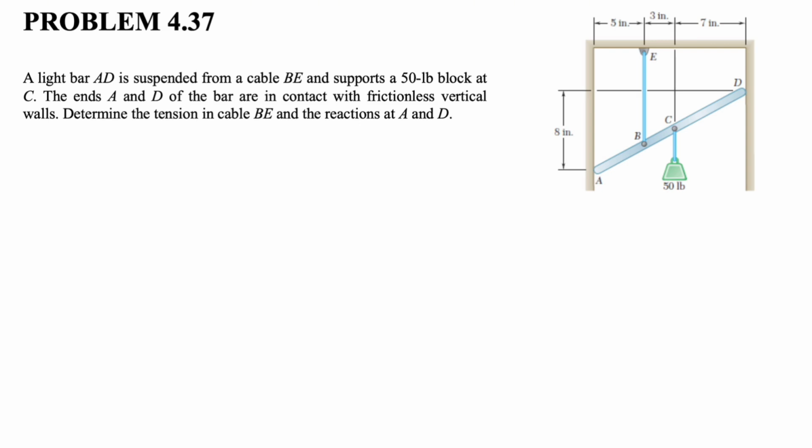So we have this bar AD that has a 50-pound block at point C. So we have 50 pounds in here. We have two reactions at A and D, and since it's a frictionless surface, the only force that we have is the normal force, which for point A will be in this direction, and for point D we'll have this. And in here we have the tension in the cable, let's call it T, and that's pretty much all the forces that we have for the free body diagram.